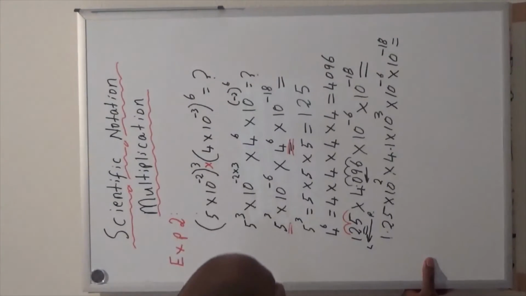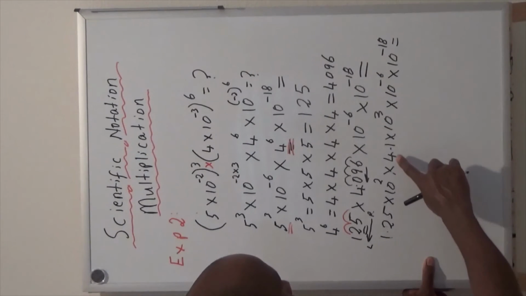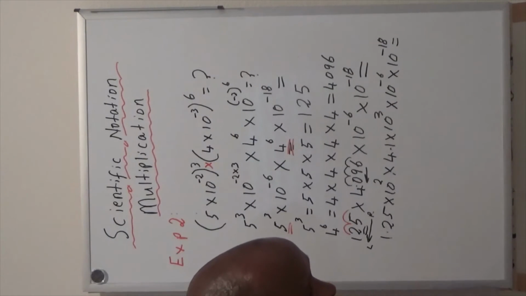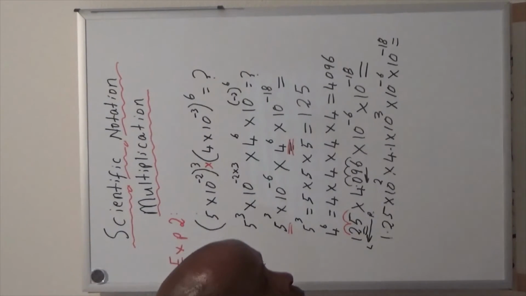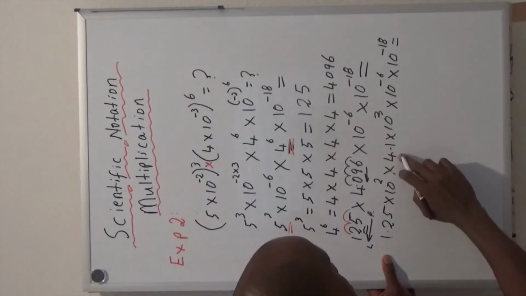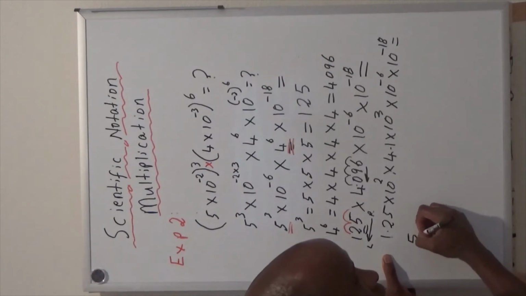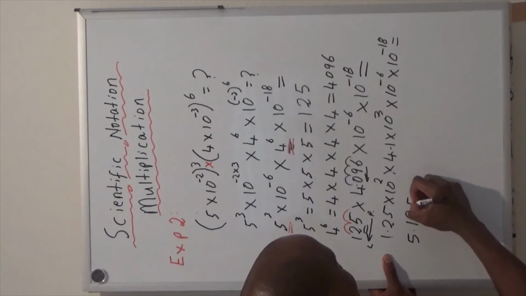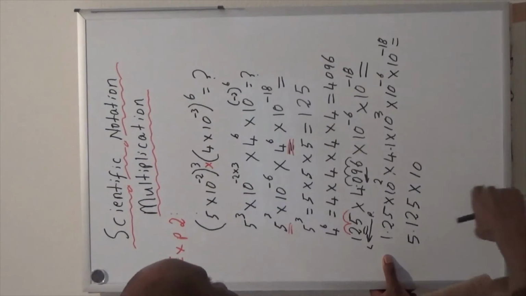Now I am able to solve my number. I already multiplied 1.25 times 4.1. I only multiplied the numbers just to make it easier. 125 times 4.1 is 5.125 times 10 to the power of what?